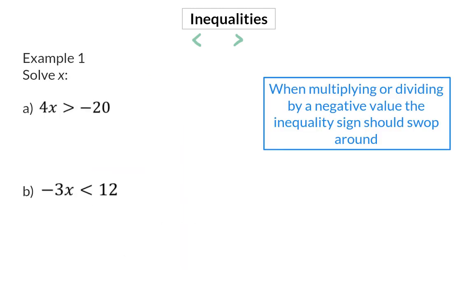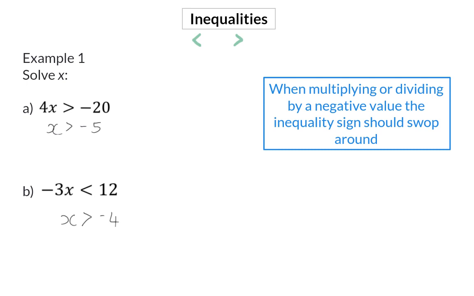Example 1. Solve x. In A, we have 4x should be bigger than minus 20. To solve x, I'm going to divide both sides by 4. And that means we will get x should be bigger than minus 5. In B, we need to divide by minus 3. And we just heard that when dividing or multiplying with a negative value, the inequality sign should turn around. So we will have x is bigger than, instead of the original smaller than, minus 4.